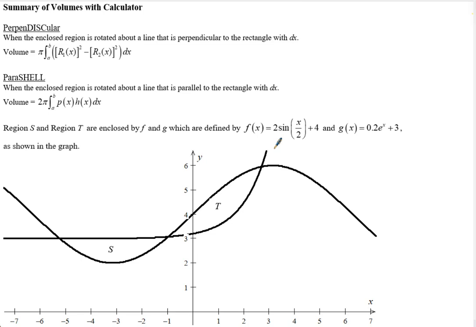These are the notes for AP Calculus on the topic of summary of volumes with calculator. So we've got three different types of volumes we've gone over thus far using calculus. So let's compare and contrast them so that you understand the difference between them and don't get them mixed up.